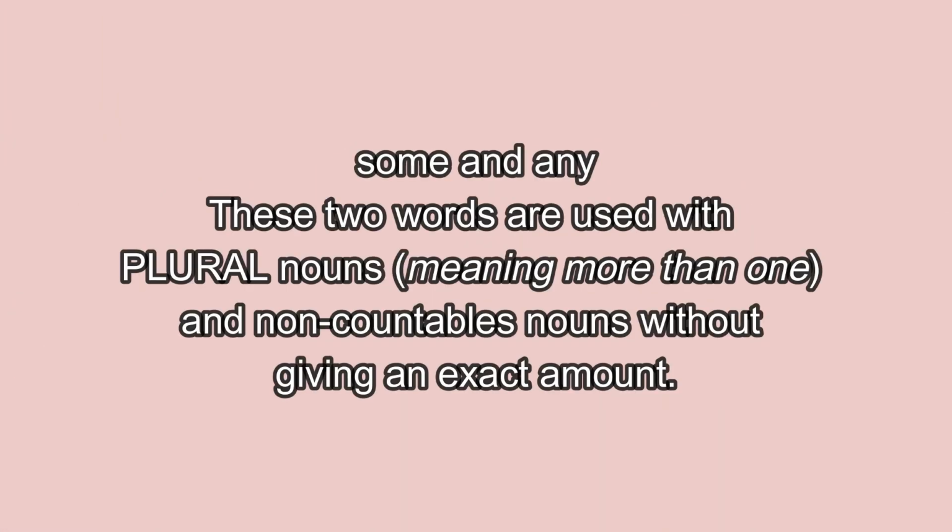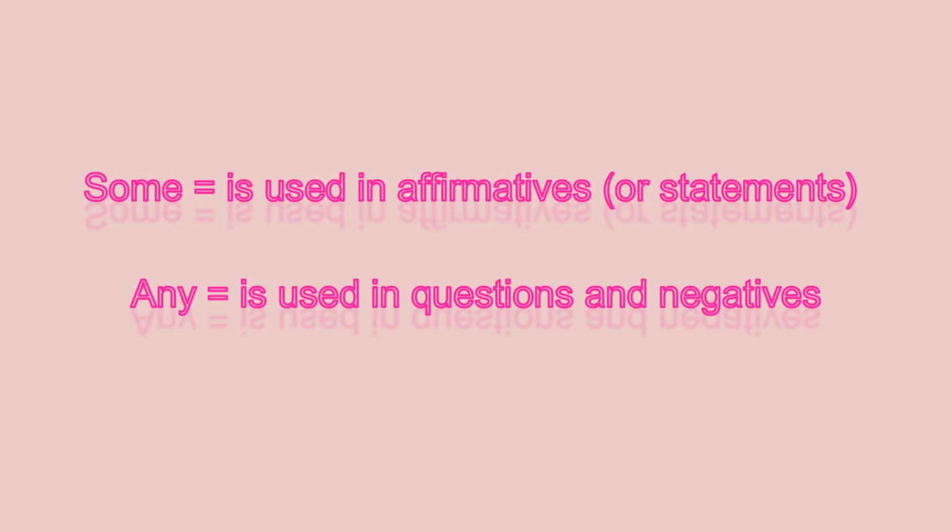Now let's talk about some and any. These two words are used with plural nouns, meaning more than one. And we use them with non-countable nouns, without giving an exact amount. Some is used with affirmatives or statements, and any is used in questions and negatives.